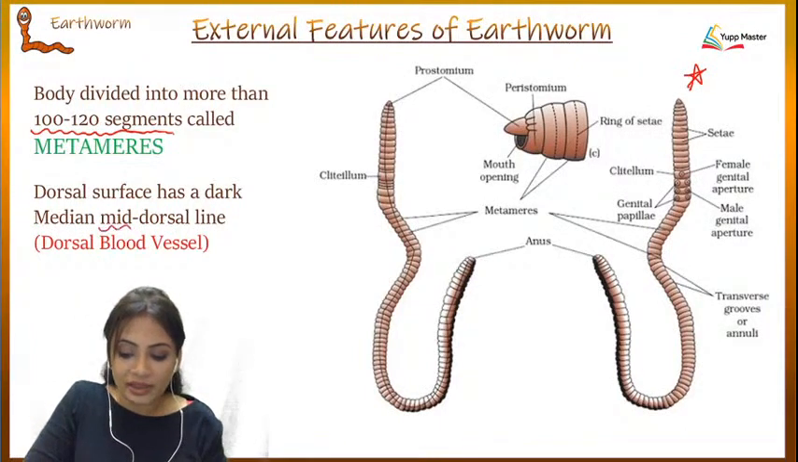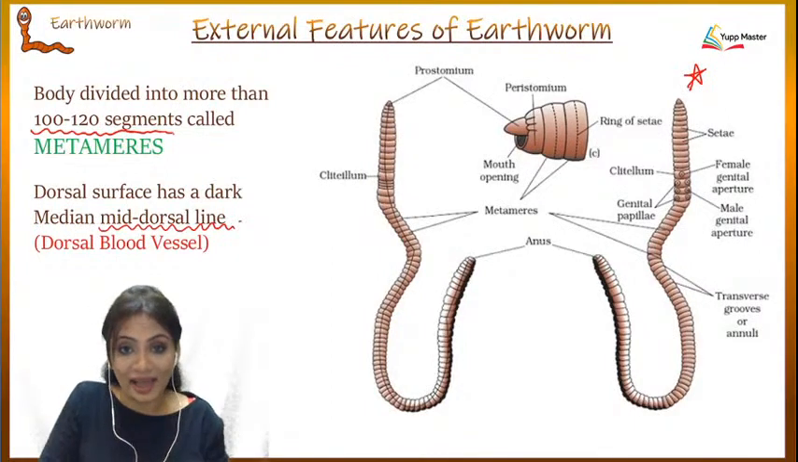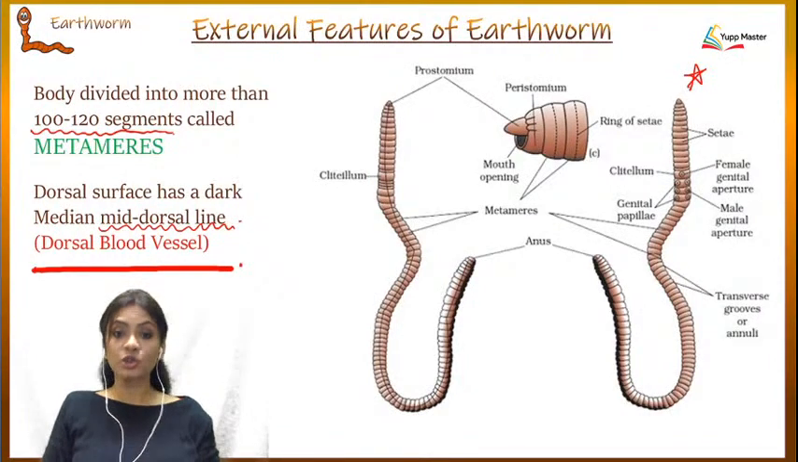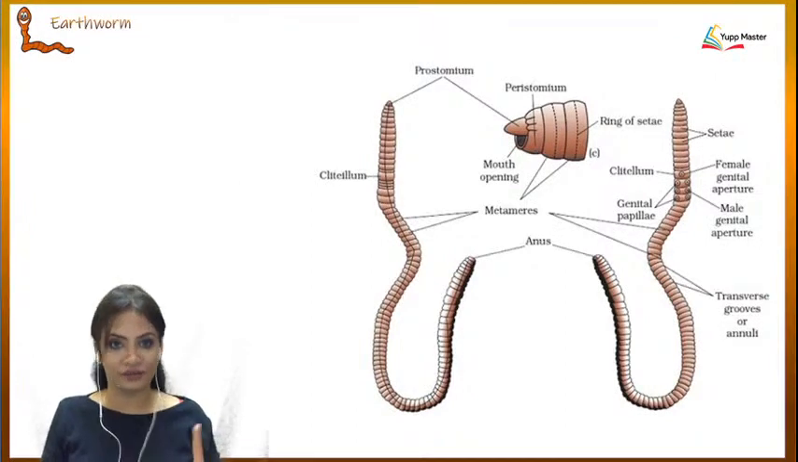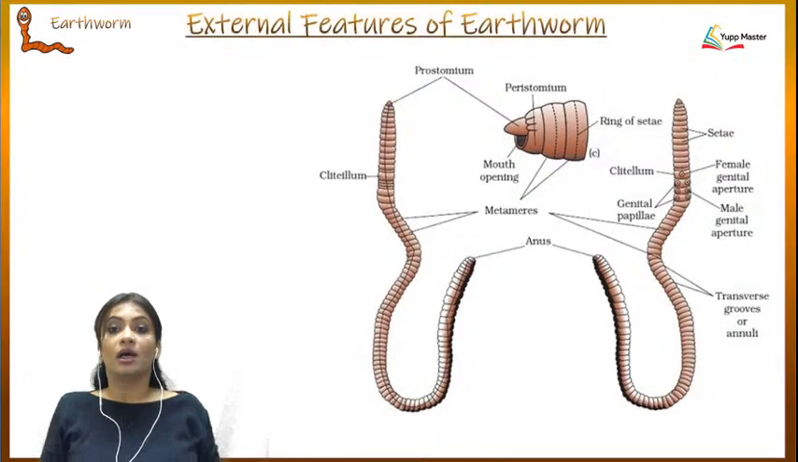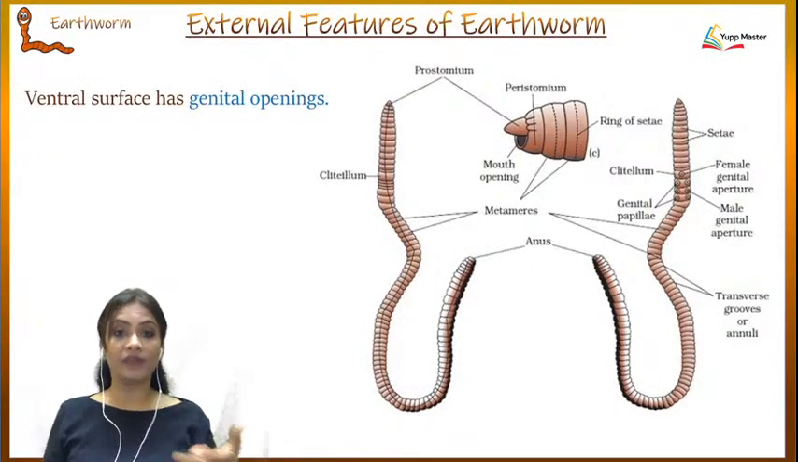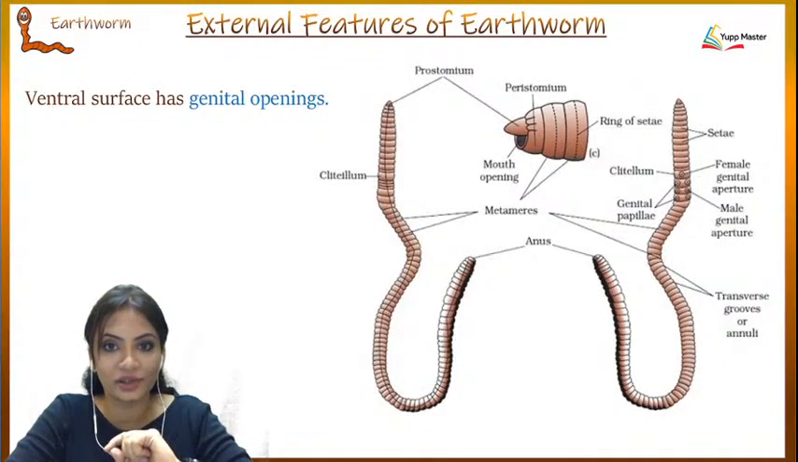In the middle there is a mid dorsal line, and that mid dorsal line is called the dorsal blood vessel. All right, so this is how we find out the dorsal and the ventral side of this earthworm. Now, talking about other external features, we see that on the ventral side. So now you know how to mark the dorsal side of an earthworm.